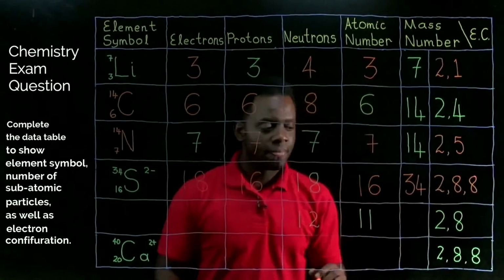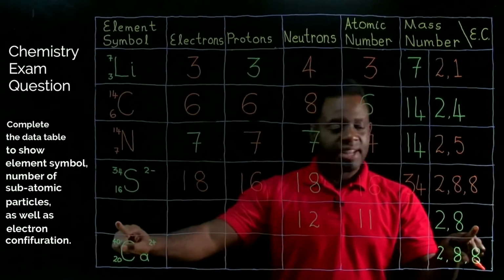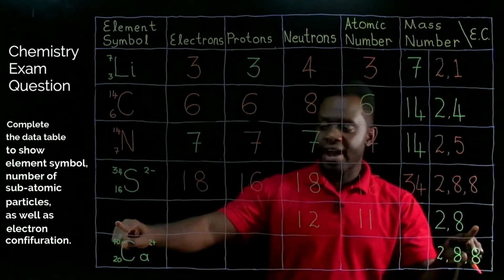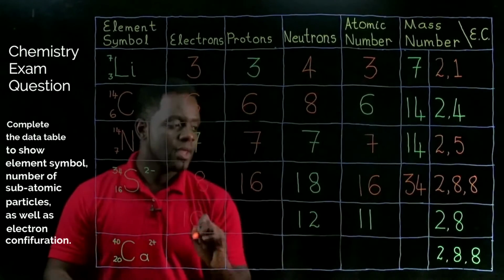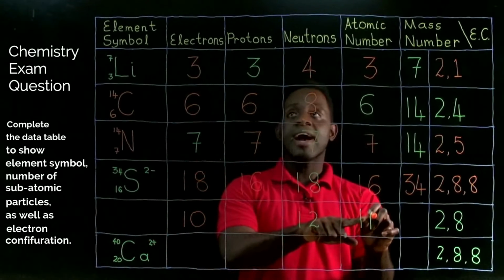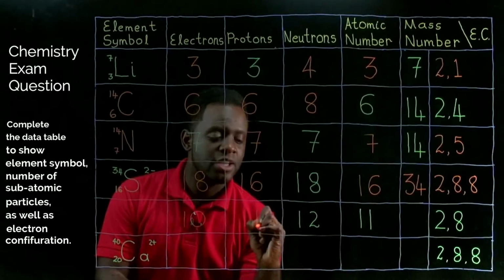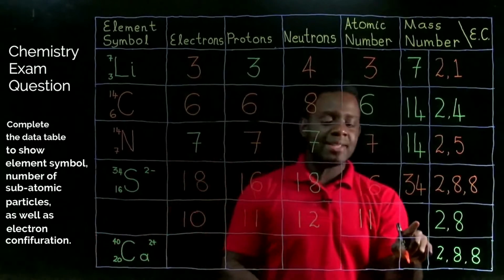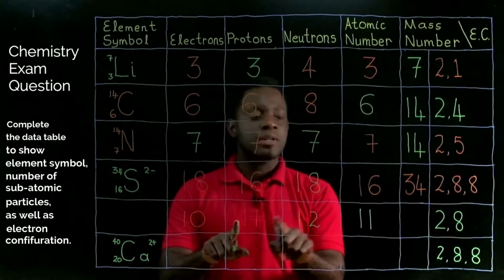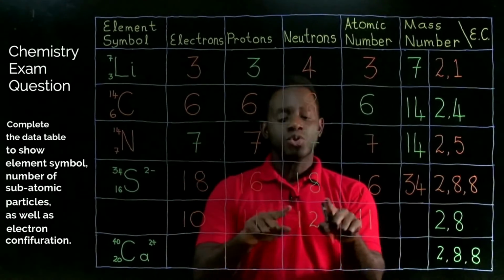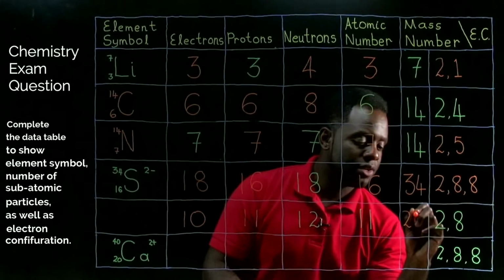Starting with the electron configuration for this element, the second to last element in our table, we have 10 electrons. And as we can see, we have 11 protons because the atomic number is the number of protons. The mass number is calculated by adding the number of protons or atomic number to the number of neutrons, and that gives us 23.